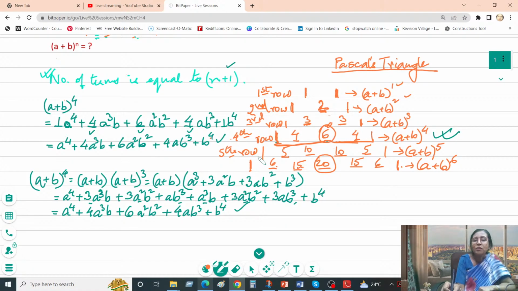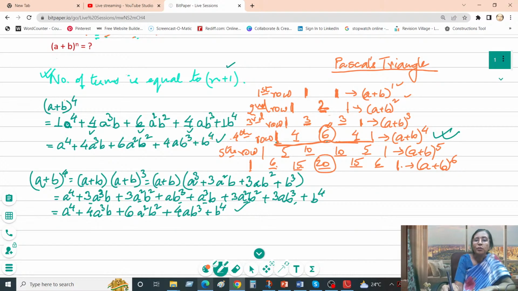Now do you see the symmetry? And what happens if the power of n is odd? n is equal to some odd number. Over there you will be having an even number of terms. This is having only 2 terms, so it starts with 1 and ends with 1.